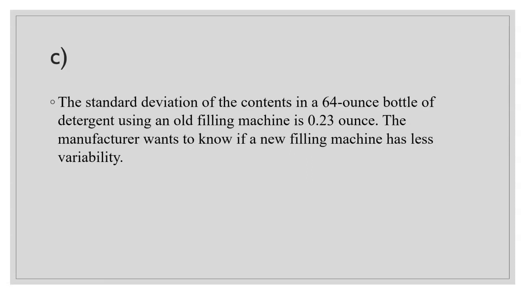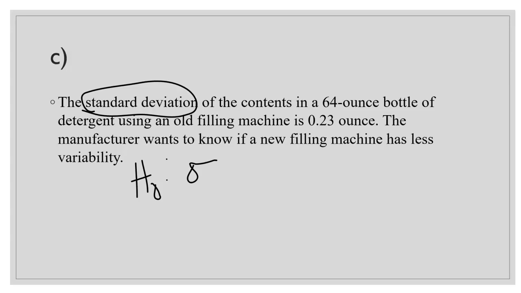All right. And then one more example is the standard deviation of the contents in a 64-ounce bottle of detergent using an old filling machine is 0.23 ounces. The manufacturer wants to know if a new filling machine has less variability. All right. So in this case, the population parameter that we're testing is standard deviation, which you can see right here. So we're testing the population standard deviation. So our null hypothesis is going to be sigma equal to 0.23. So that is that the standard deviation of the population is 0.23.